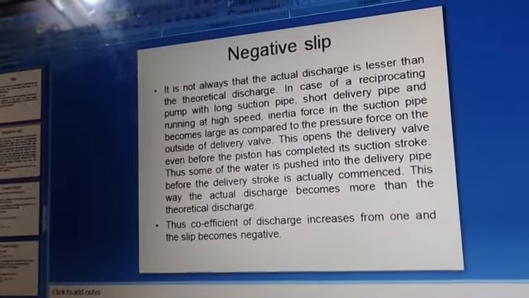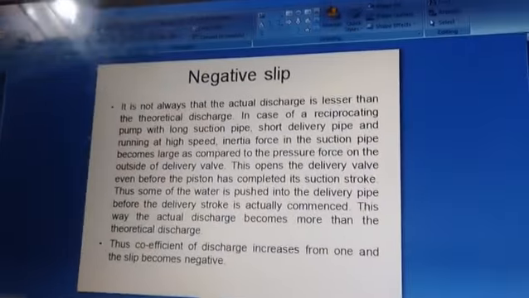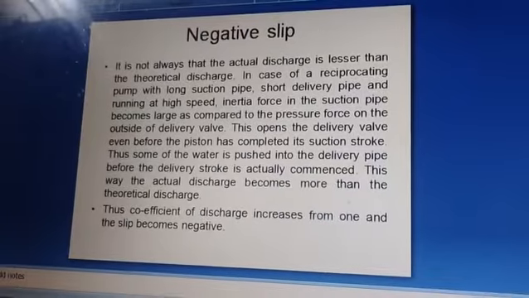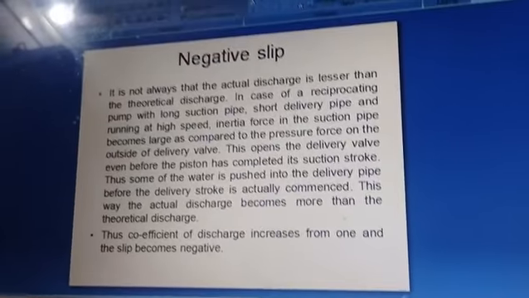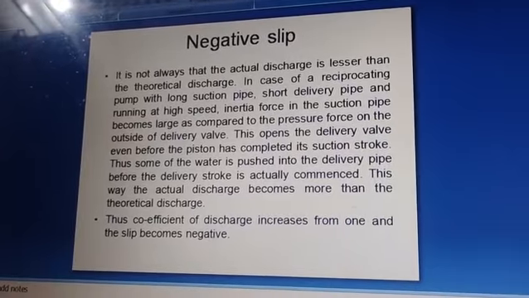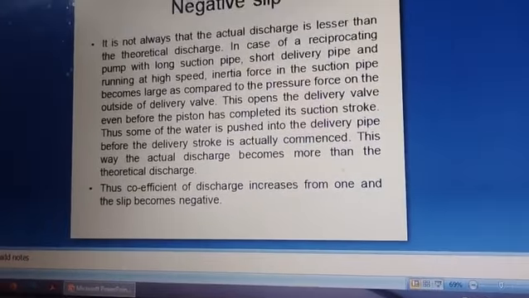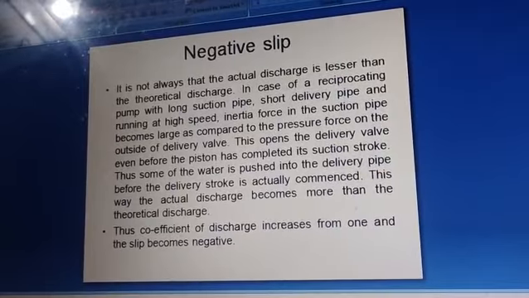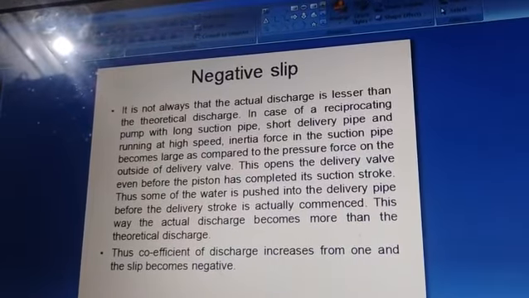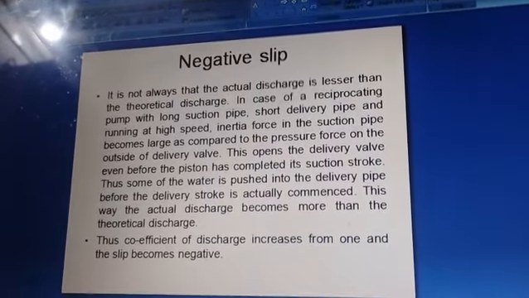So what is negative slip? It is not always that the actual discharge is less than the theoretical discharge. In the case of a reciprocating pump with a long suction pipe, short delivery pipe and running at high speed, the inertia force in the suction pipe becomes large as compared to the pressure force on the outside of the delivery valve. This opens the delivery valve even before the piston has completed its suction stroke. Some of the water is pushed into the delivery pipe before the delivery stroke has actually commenced. This way the actual discharge becomes more than the theoretical discharge. Thus the coefficient of discharge increases beyond 1 and the slip becomes negative.